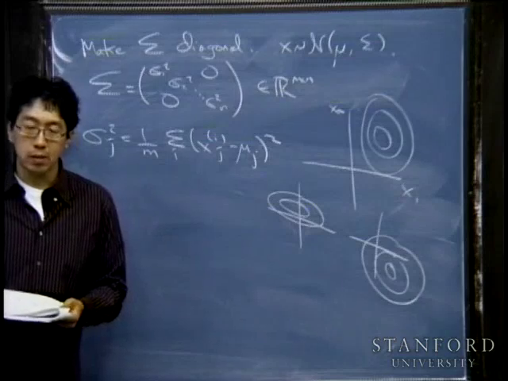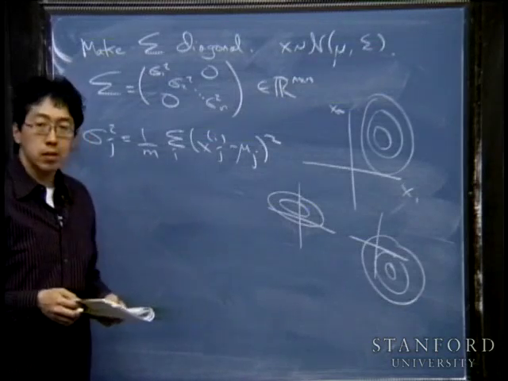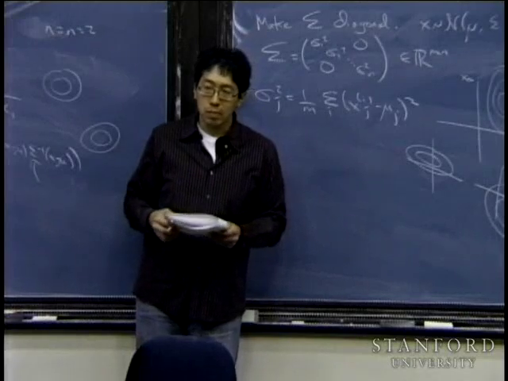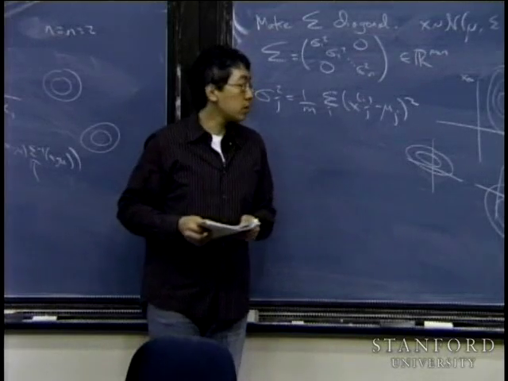Yeah, can you say again, what does it do? It's all diagonal? Say that again? The covariance matrix is diagonal. What does that do again? I didn't quite understand what the examples mean.